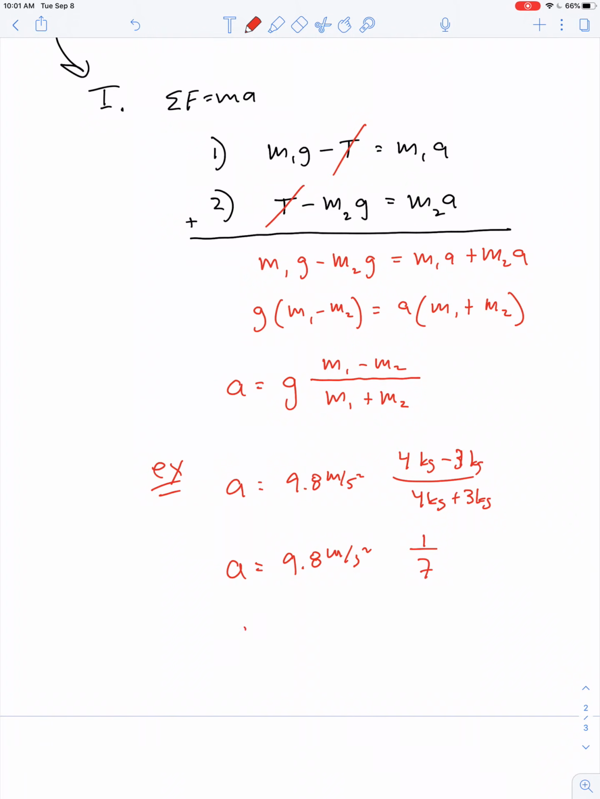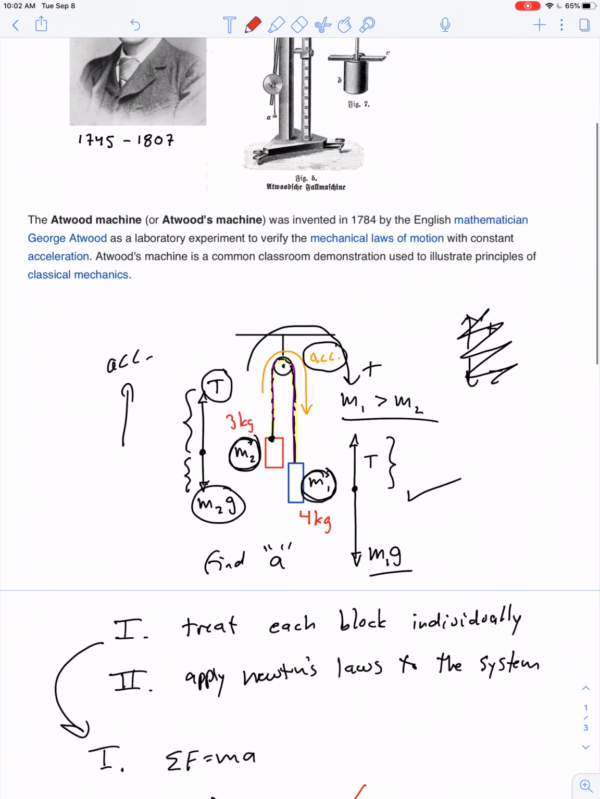So the acceleration of the system is 1.4 meters per second squared in that example, meaning the red block accelerates upward at 1.4 meters per second squared, while the blue block accelerates downward at 1.4 meters per second squared. The system has a common acceleration, provided that the string attaching the two of them is inextendable or rigid, however you want to say it.